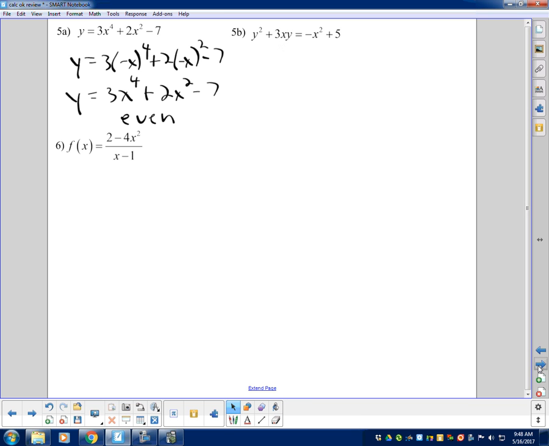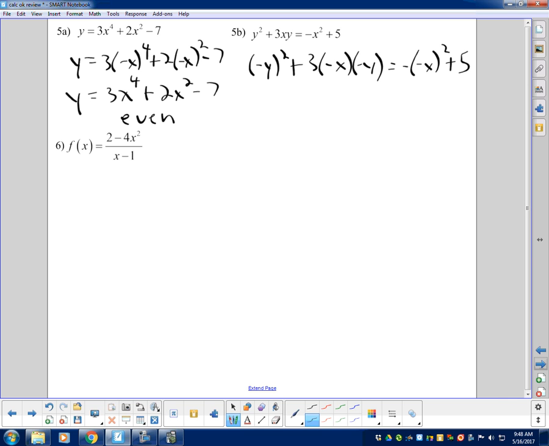So here we go. I'm going to see if this is odd. So replace y with negative y, x with negative x, and see if we get the same equation. So we see that we do here. These two negatives equal positive. Negative times a negative is a positive. So plus 3xy equals negative x squared plus 5, which is exactly what I started with. So that is odd.